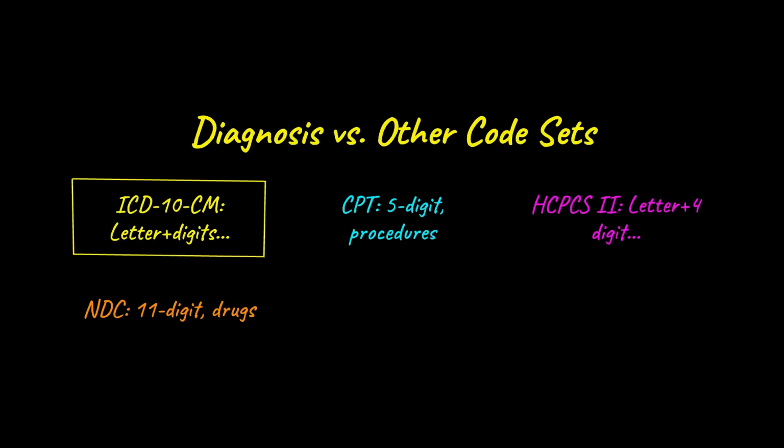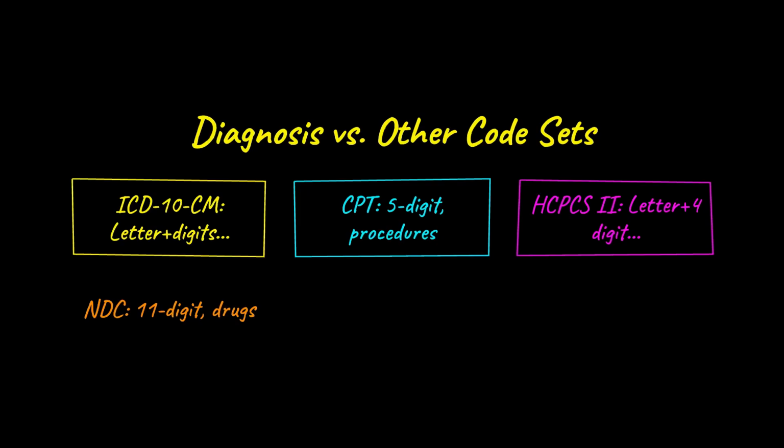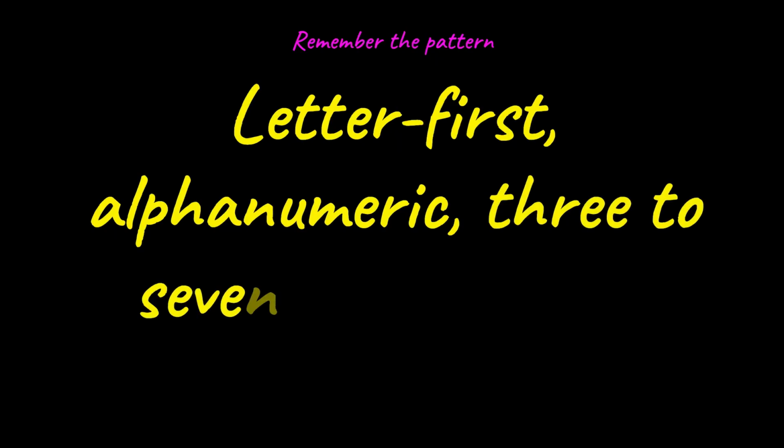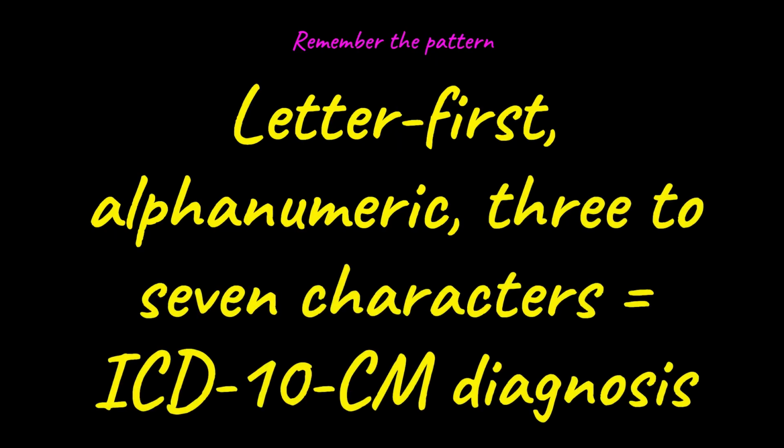The key exam nuance is format plus purpose. CPT codes professional services with 5 numeric digits. HCPCS Level 2 codes supplies with a letter plus 4 digits. And the National Drug Code identifies drugs with 11 digits. Only ICD-10 CM starts with a letter and describes a diagnosis, not a procedure or product. Whenever you see a code beginning with a letter followed by digits, up to 7 characters total, describing a diagnosis, that's your signal for ICD-10 CM.